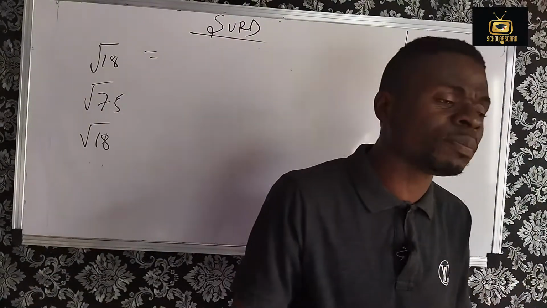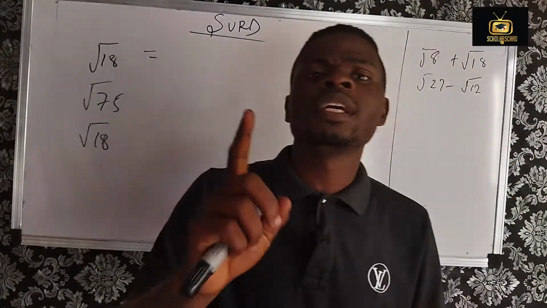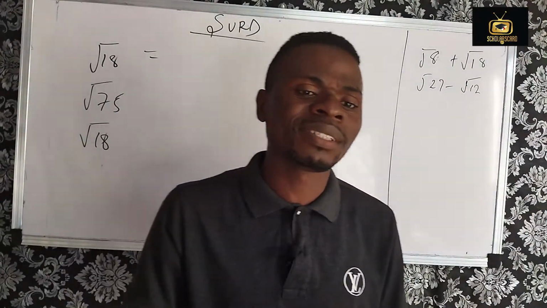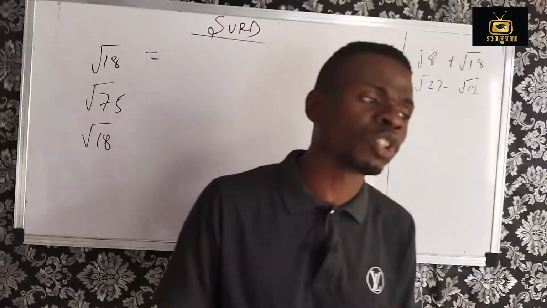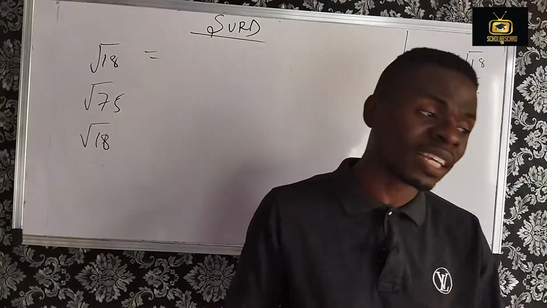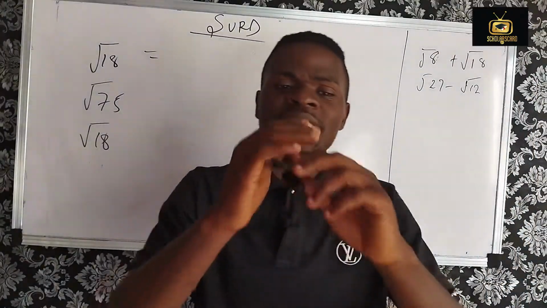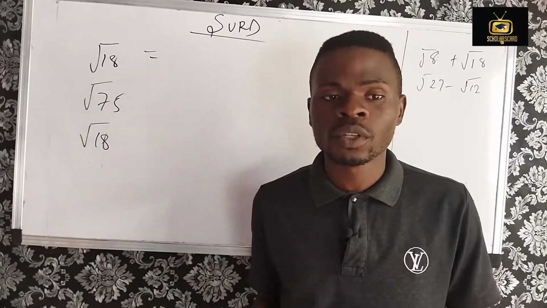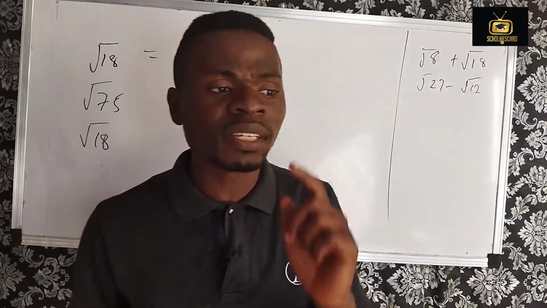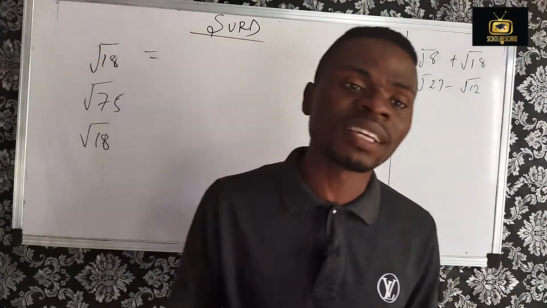Then 16 is a perfect square number. Then 25 is a perfect square number. 36 is a perfect square number. Why are they perfect square numbers? Because two same numbers can multiply and give you exactly that number, and that number is a perfect square number. So 2 times 2 is 4. 4 times 4 is 16. 6 times 6 is 36.